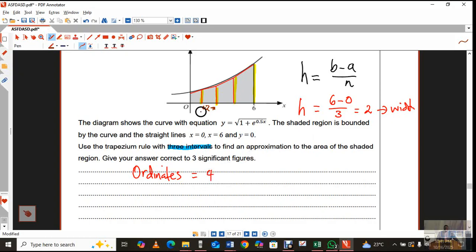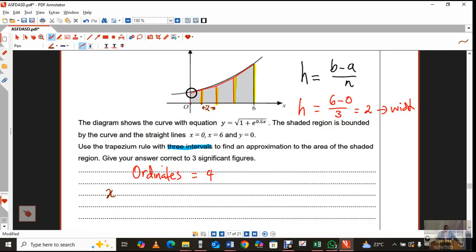Right. So if we now create a table to see what the height will be: if I input an x value here, what is the height going to be? That is going to allow me to start with the first x value, which is going to be 0. What is the height going to be?